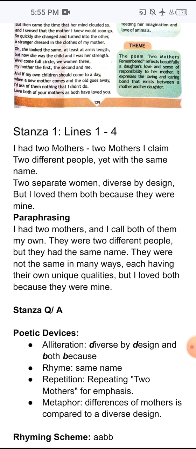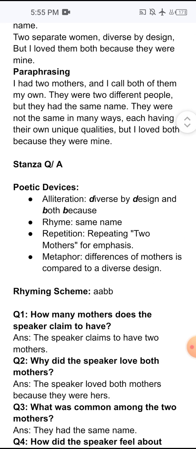Paraphrasing. I had two mothers and I called both of them my own. They were two different people but they had the same name. They were not the same in many ways, each having their own unique qualities, but I loved both because they were mine.